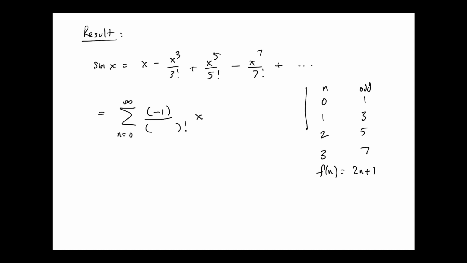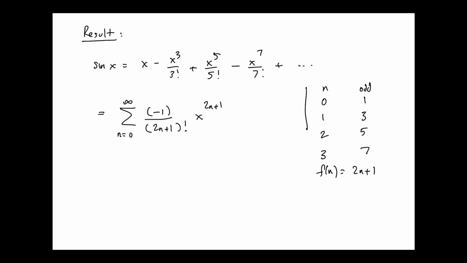Yeah? Kim, you don't seem convinced. You are convinced? Okay. So what powers do I have? I have odd powers and I have odd factorials. All right, good. Now what about the -1 to the something power? That's the last piece that we need to fill in.